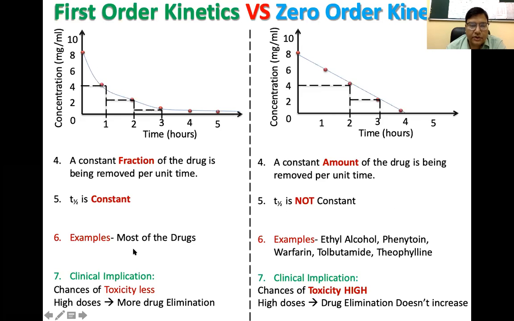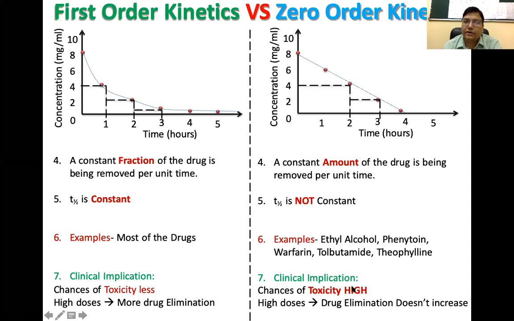So the important examples: most of the drugs follow first order kinetics, while zero order kinetics is followed by ethyl alcohol, phenytoin, warfarin, tolbutamide. The clinical implication of first order kinetics is that the chances of toxicity are less, because even when we are giving a higher dose, the rate of elimination will increase, because a constant fraction will be removed. So more of the drug will be eliminated, and the chances of toxicity will be less.